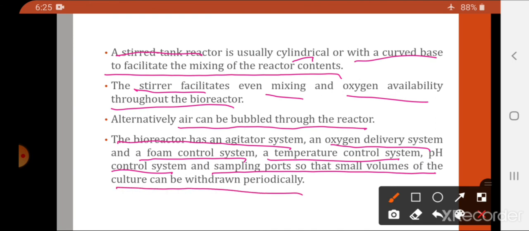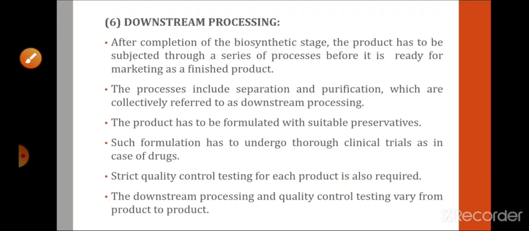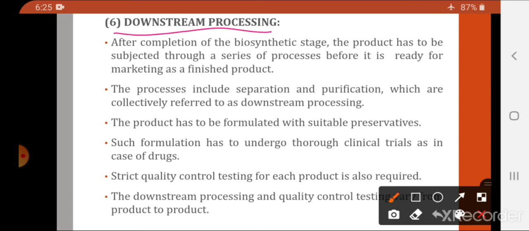So क्या क्या होता है, एजिटेटर सिस्टम फॉर मिक्सिंग, ऑक्सीजन को ऐड करने के लिए ट्यूब्स होती है, फोम कंट्रोल सिस्टम, टेम्परेचर कंट्रोल सिस्टम, पीएच कंट्रोल सिस्टम एंड सैम्पलिंग पोर्ट्स. ये सैम्पलिंग पोर्ट से हम क्या कर सकते हैं, स्मॉल अमाउंट में कल्चर्स निकाल सकते हैं एंड ये कल्चर्स को हम बाद में स्टडी कर सकते हैं. So that is the next step. And finally the downstream processing.